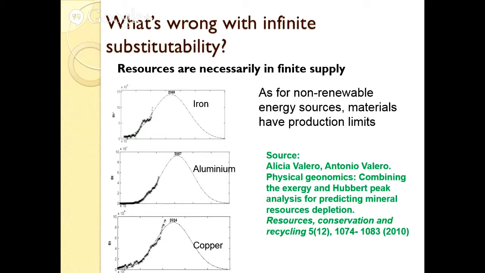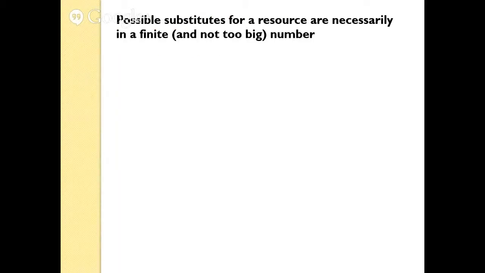If you make a substitution, we are going to electrify everything using renewable sources and so on. You need to have copper because if not, your costs of transport are going to be quite high. And we are saying that we are very close to attaining the maximum productivity of copper. Afterwards, we are going to have a smaller amount of copper every year. So it's not a question of running out. It's a question of running short, not having enough to keep the same pace. Possible substitutes for a resource are necessarily not an infinite, and not too big, number.